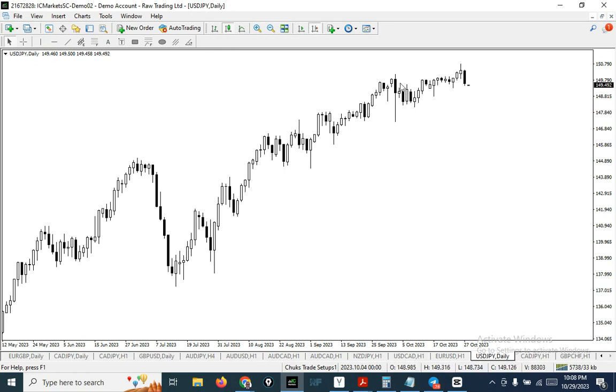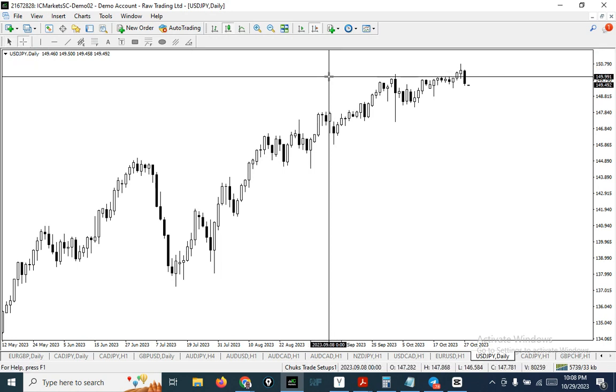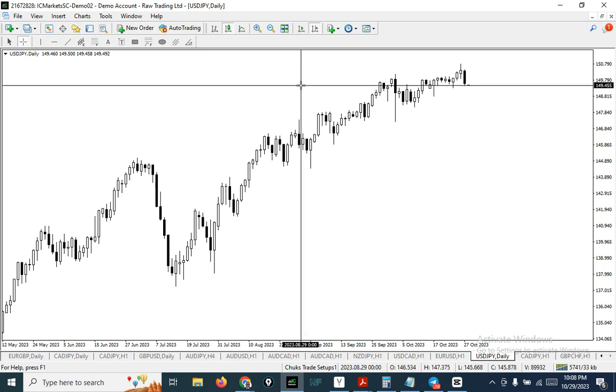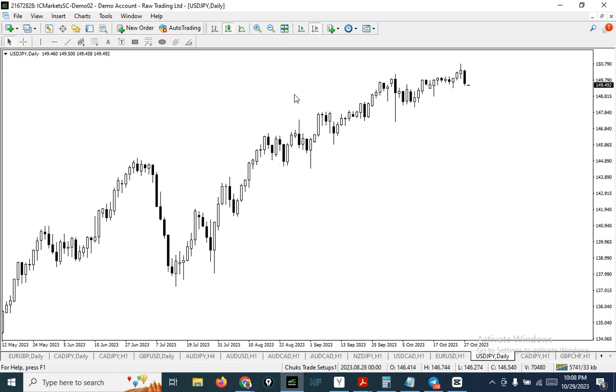So the market has closed above this previous high. So what this market is doing is that the market is still in an uptrend. So from the daily time frame, this market is also bullish.